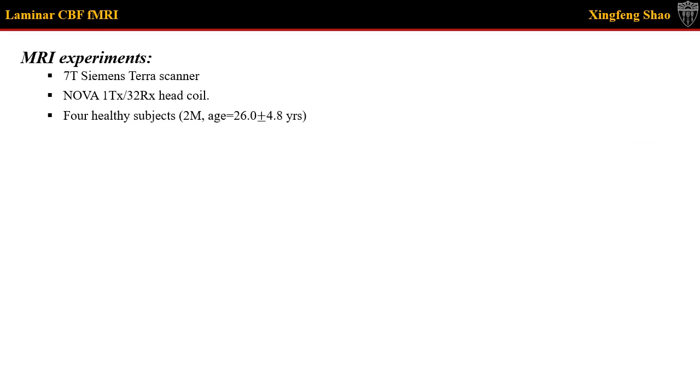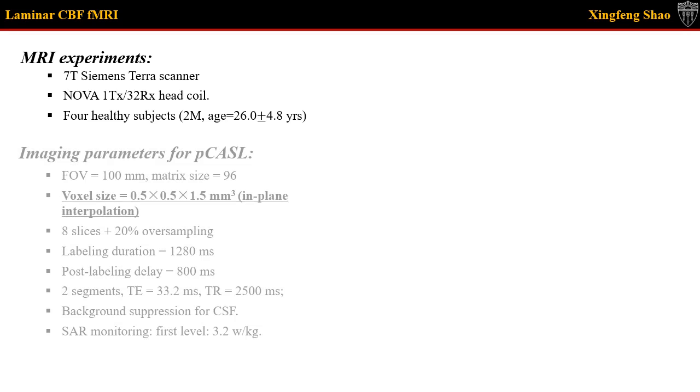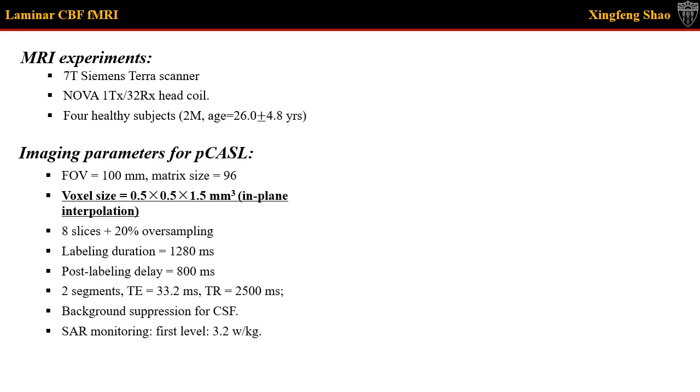And our MRI experiments were conducted on the 7 Tesla Siemens Terra scanner with a single-channel transmission coil, and we got data from 4 healthy young subjects. So here are the imaging parameters for the Picasso. We had an in-plane resolution of about 0.5 millimeter after interpolation and 1.5 millimeter through-plane thickness. And we have optimized background suppression targeting CSF. And our SAR was monitored under the first level provided by the Siemens scanners.